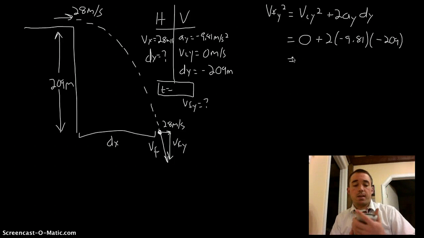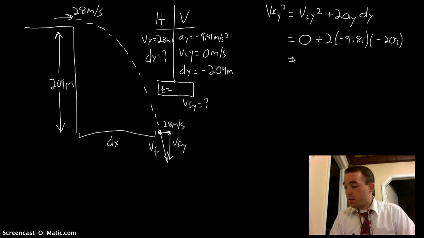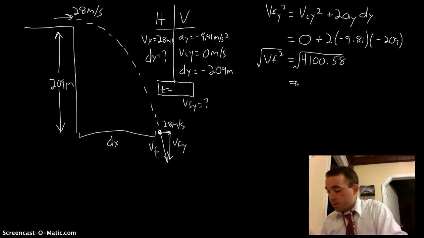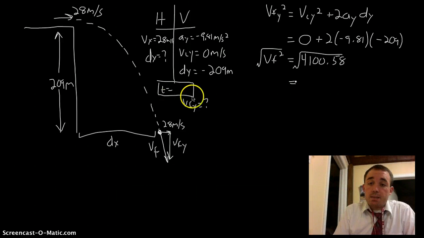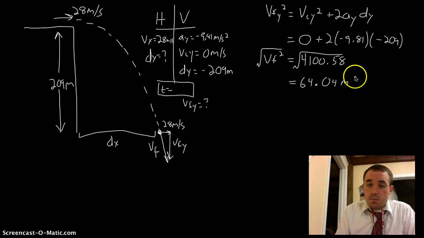When we get that into our calculator, 2 times negative 9.81 times negative 209 gives us 4100.58. So 4100.58 is our Vfy squared. We've got to get rid of the squared, so we take the square root of both sides. And we're left with plus or minus 64.04 meters per second.